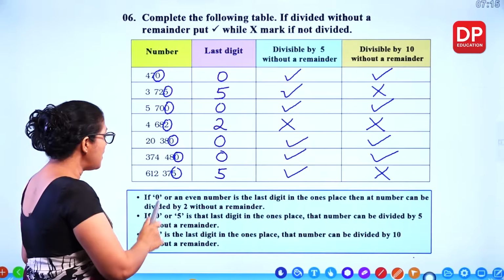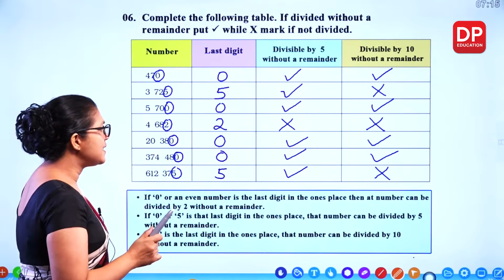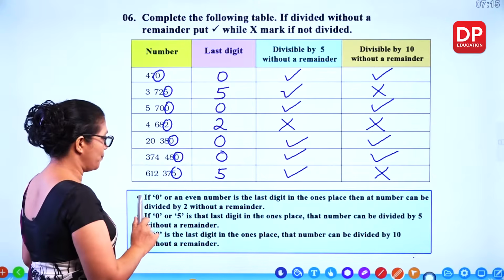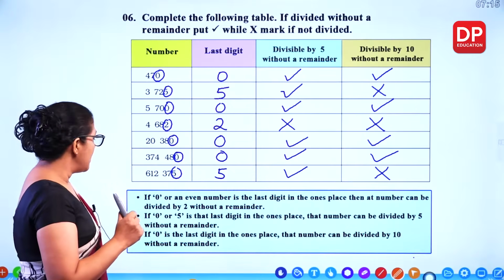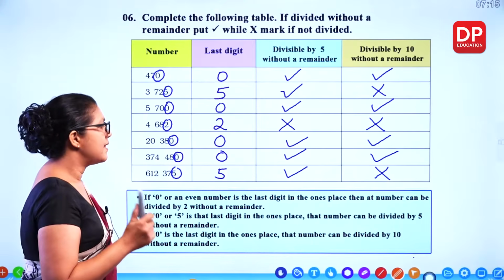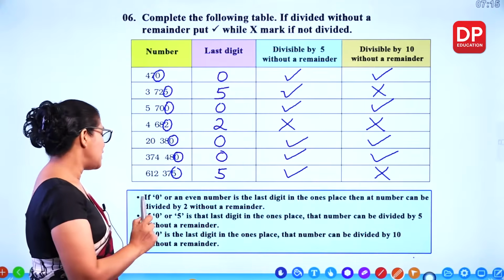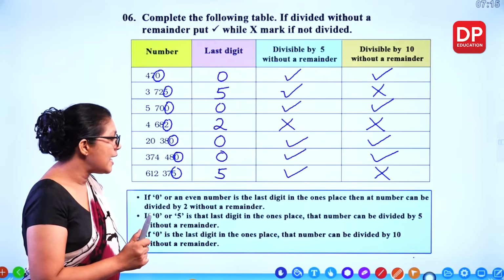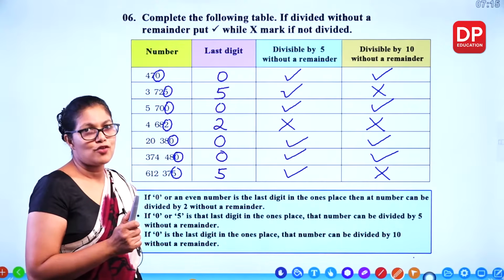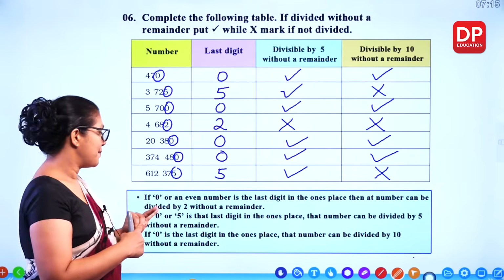So look at this one. If 0 or an even number is the last digit in the ones place, then that number can be divided by 2 without a remainder. If 0 or 5 is the last digit in the ones place, that number can be divided by 5 without a remainder. And if 0 is the last digit in the ones place, that number can be divided by 10 without a remainder. So we did divisible by 2, 5 and 10.